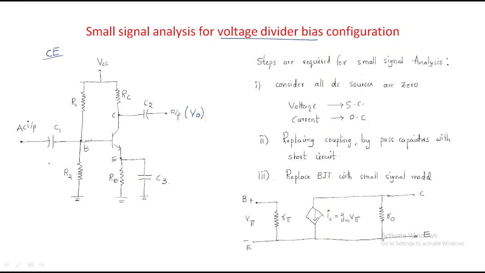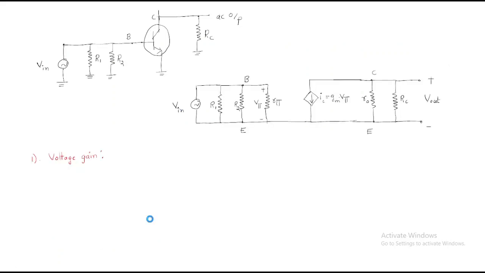Here we have three capacitors, C1, C2 and C3. C1 and C2 are the coupling capacitors, whose application is to isolate the DC and AC supplies. C3 is the bypass capacitor. Let us look at how the capacitors act.